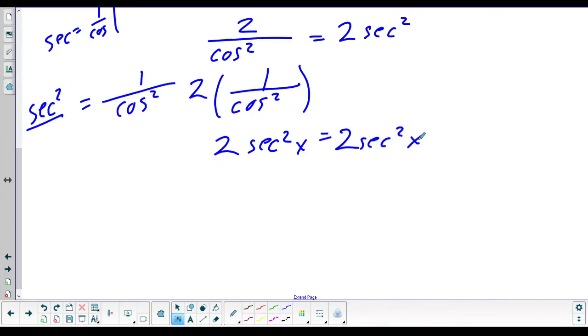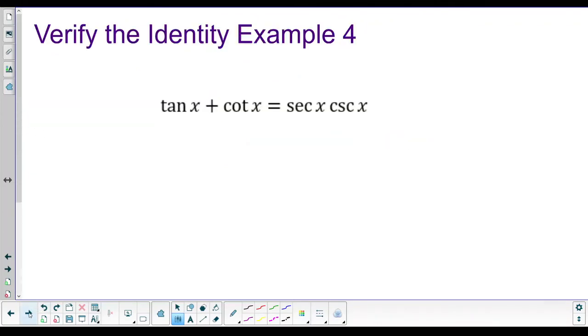And there you go. All right. On to the very last one. So this one also looks a little scary, right? Now the question is, which side is scarier? Is it tangent plus cotangent, or is it secant times cosecant? That's a tough one, right?